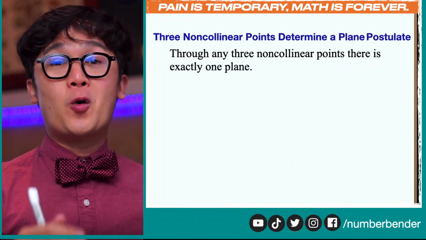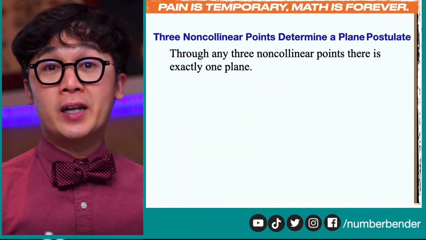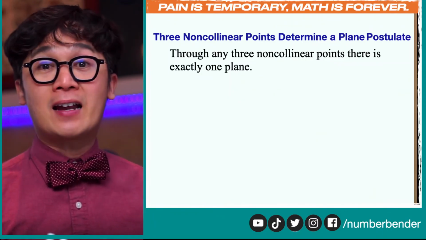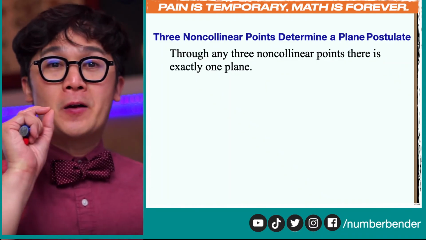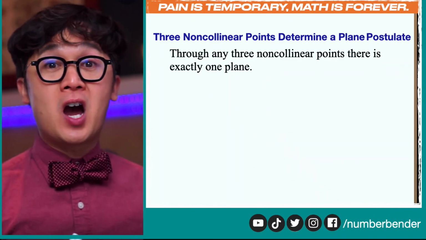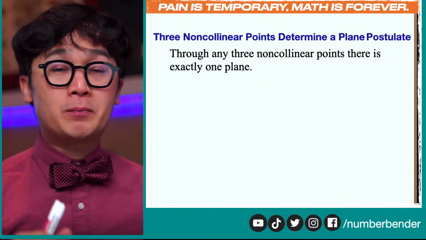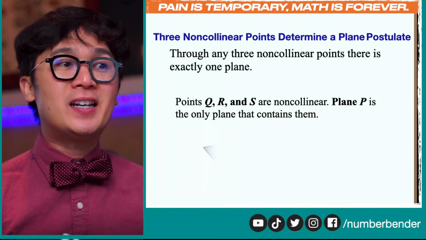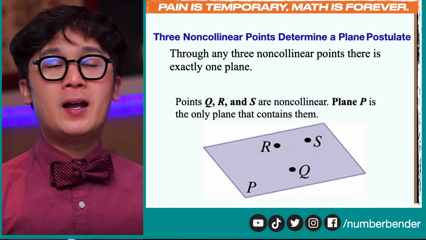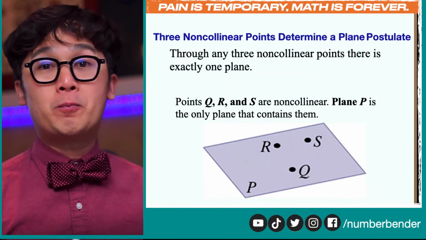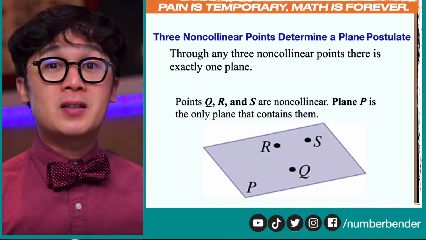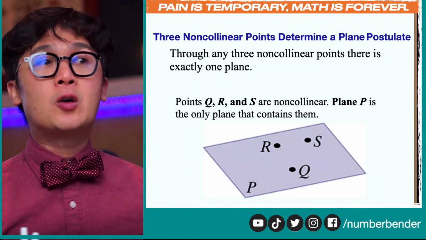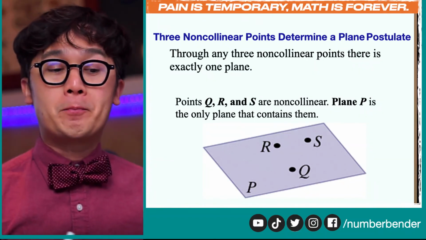So now that we know those postulates, let's see if we can identify this postulate about non-collinear points. In this postulate, through any three non-collinear points, there is exactly one plane. The operative word here is non-collinear, which means they cannot be on the same line, so that we can denote a plane. So this is an example of plane P that contains points Q, R, and S, or points that are non-collinear, and we can describe this as plane RQS, as described by the three non-collinear points determine a plane postulate.